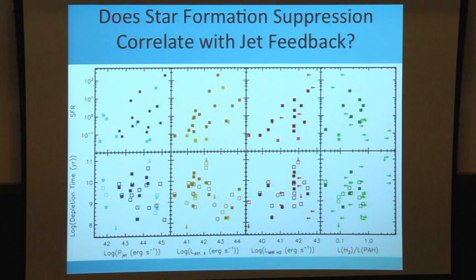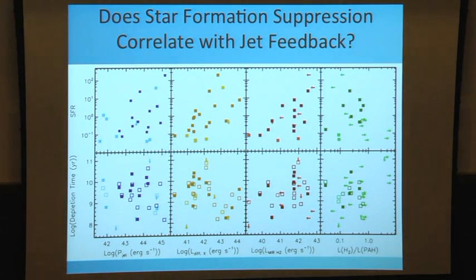I'm plotting in the top row star formation rate, in the bottom row depletion time, and then on the left in blue I'm plotting the jet power. In yellow I'm plotting the diffuse X-ray luminosity, because if you recall, when the jet collides with the ISM, it creates this cocoon of hot X-ray gas around it, so perhaps by looking at the diffuse X-ray emission we might be seeing some indication of the energy being dissipated into the galaxy. In red, I'm plotting the H2 luminosity seen by Spitzer, and then in green, I'm plotting the ratio that I'm using to identify them, the H2 to the PAH.